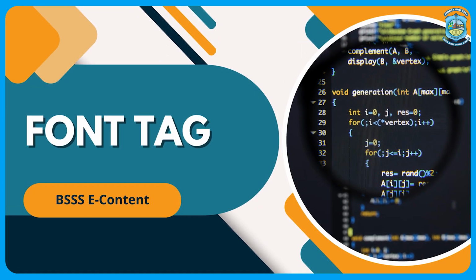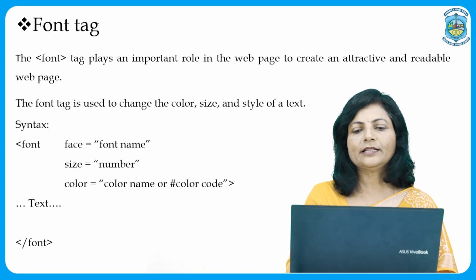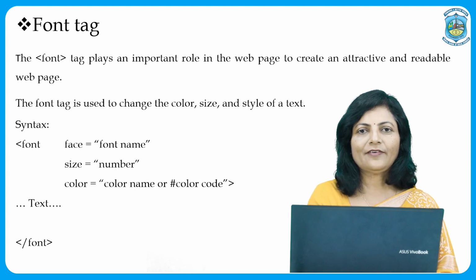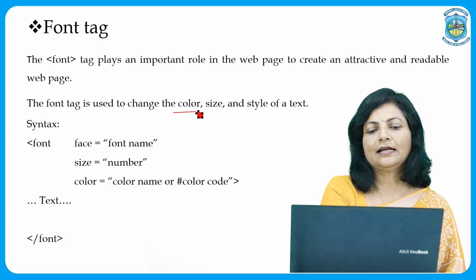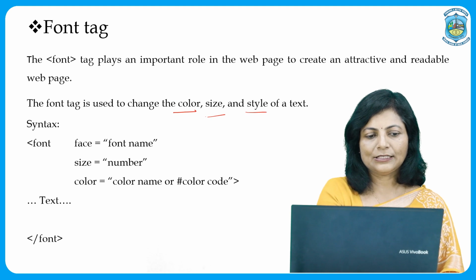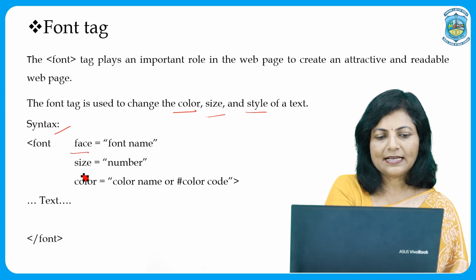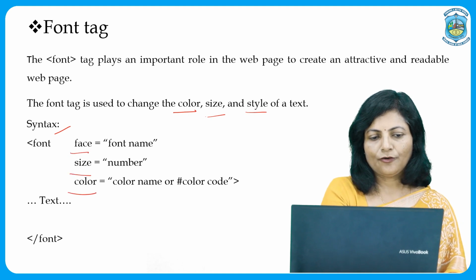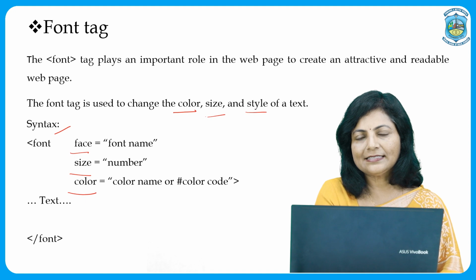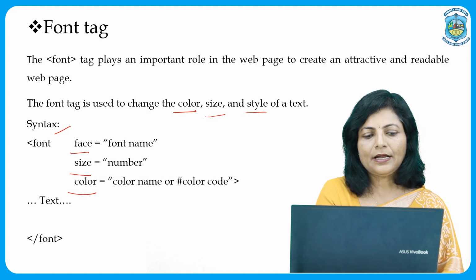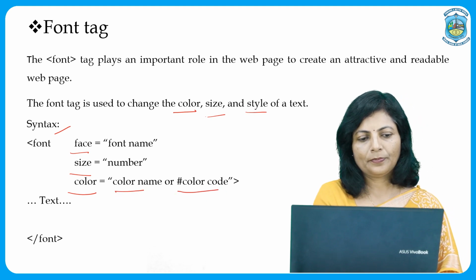Moving on to the next tag, that is the font tag. Now, the font tag plays an important role in the web page to create an attractive and readable web page. The font tag is used to change the color, size and style of a text. As you can see in the syntax here, font has 3 attributes: face, size and color. So, face means changing the font face. With size, you can resize the font, and color can be given, as I told you, as a color name or color code.